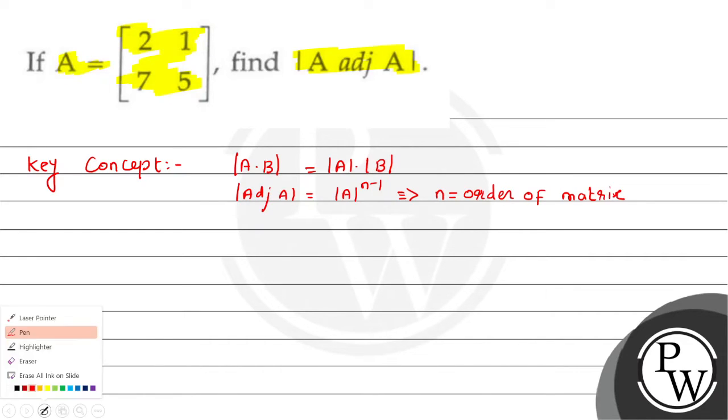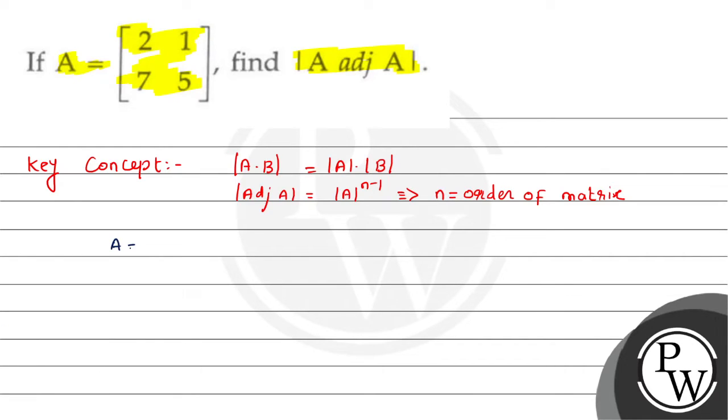Now come to the solution. Solution is here A is equal to the matrix 2 1 7 5, and determinant of A into adjoint of A is equal to determinant of A into determinant of adjoint of A.